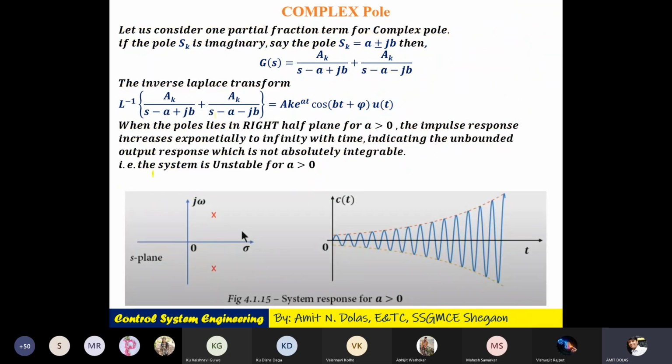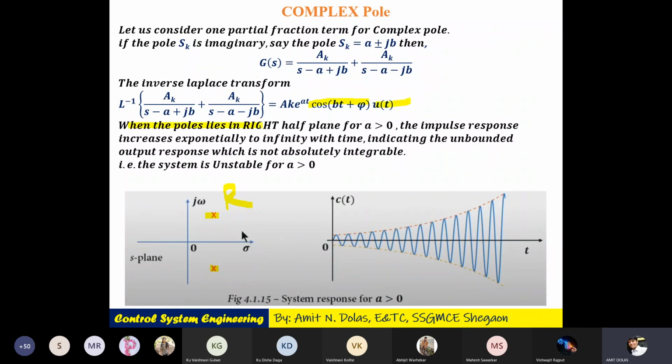Let's have another example. Here sk is complex but lies in the right hand side. Then it will be what? ak e raised to power at, it will not be minus at, cos in bracket bt plus theta u of t.